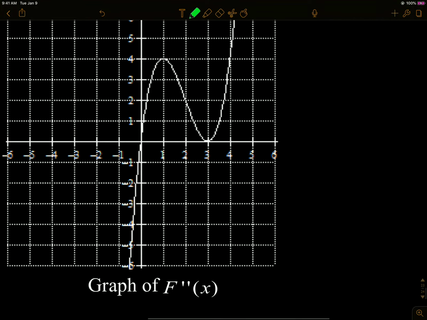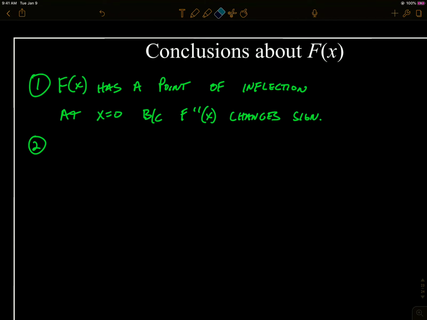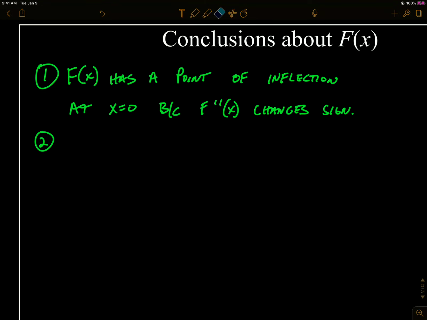Right? We change from negative to positive here. So anytime the second derivative changes signs, f has a point of inflection. We don't care if it's from positive to negative or negative to positive. They're still called points of inflection in either case. I don't change the name of them.